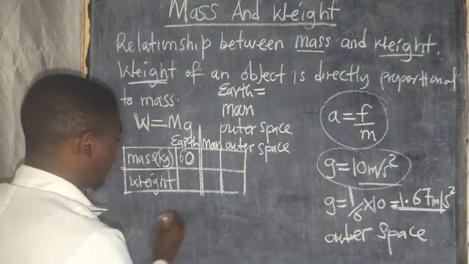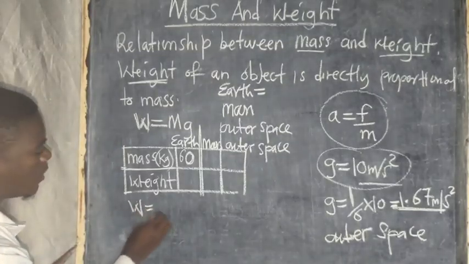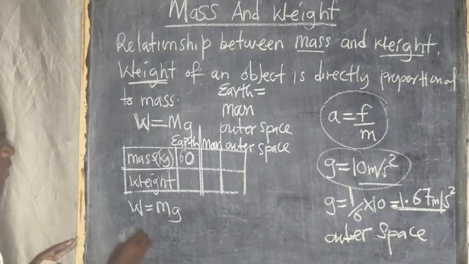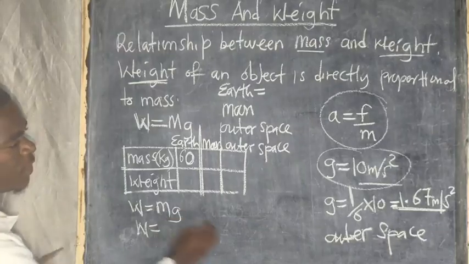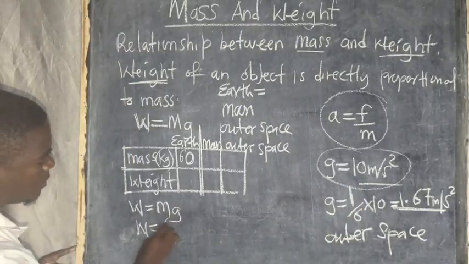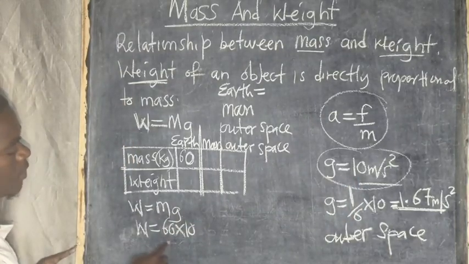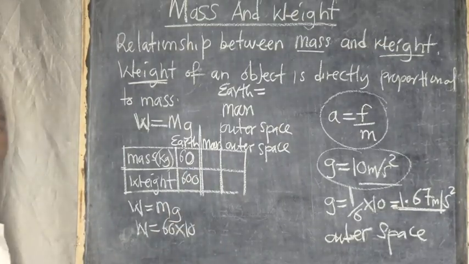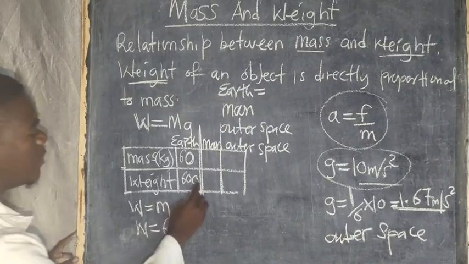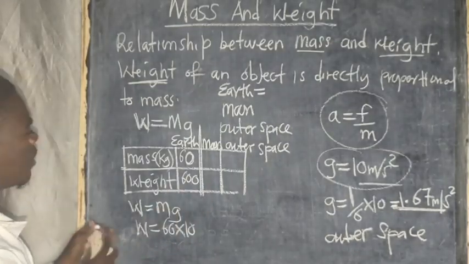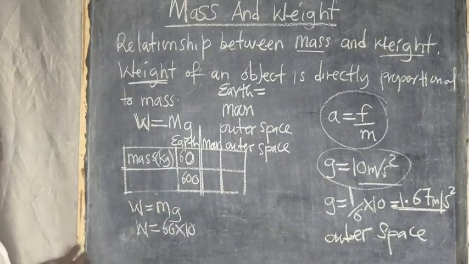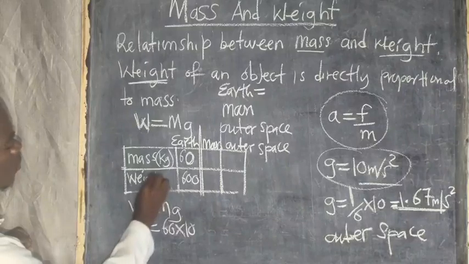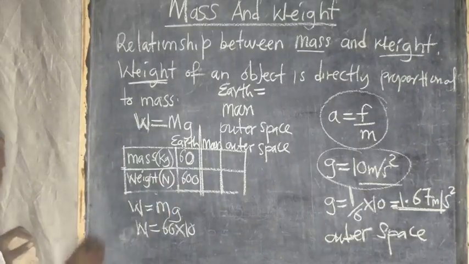On the earth, you know that the formula you are going to use is weight equals mass times gravity. Gravity on the earth is 10. So mass 60 times 10, what are you having? 600. This is what you are going to get. So this is 600 newtons. I indicate here that weight is in newtons.